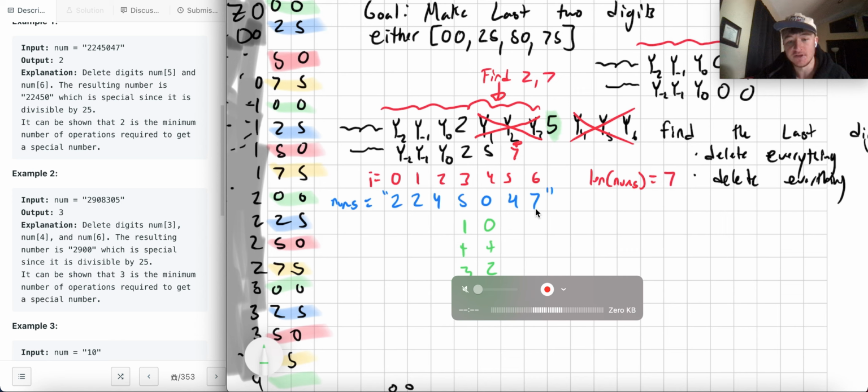4, there's nothing for that. 7, there's nothing for that. So my answer here would be 2, because the best thing I could do is attach the 0 as the last number, attach it to a 5, and delete everything that comes after it.